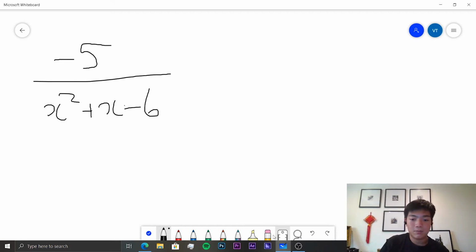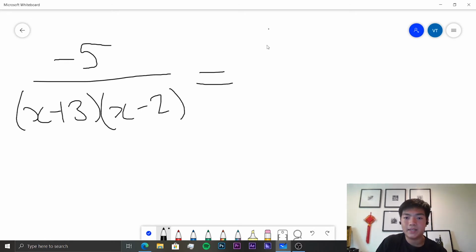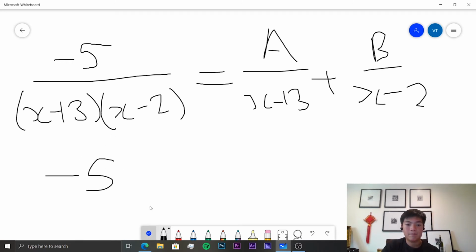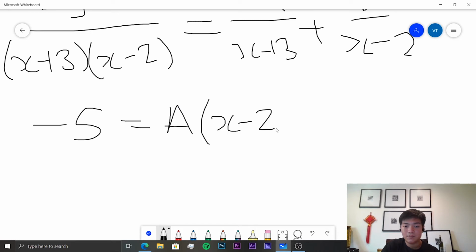And we know that x squared plus x minus 6 would be equal to x plus 3 times x minus 2. So we know that we can simplify this into the form a over x plus 3 plus b over x minus 2. Something like that. And so if we multiply both sides by the denominator, negative 5 is equal to a times x minus 2 plus b times x plus 3.